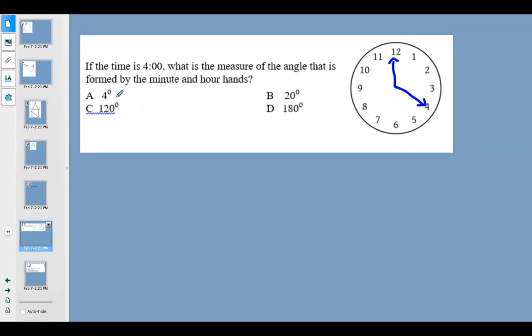We know that 4 degrees is less than 90, so that would be an acute angle. We said that the angle we drew was going to be obtuse, so that cannot be the right answer because that angle is too small. If we take a look at B, it says 20 degrees. 20 degrees is less than 90, so that would have to be an acute angle. That couldn't be the right answer.